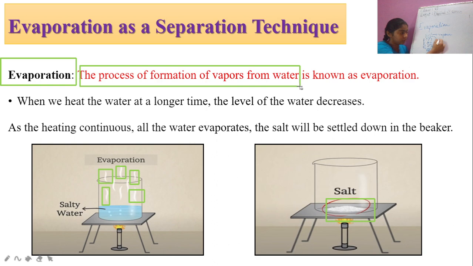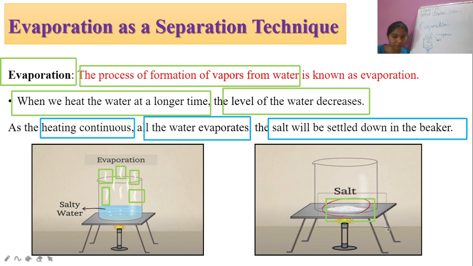So you can see in the beaker, at last we have salt. So that way you can separate the two substances, water and salt. So this is another technique of separation of the two substances. First is water and second is salt. So you will do this one.